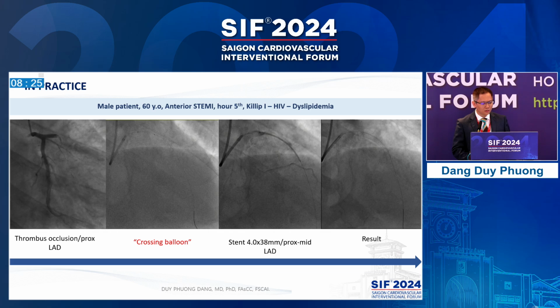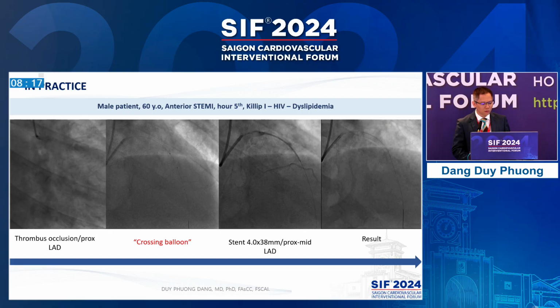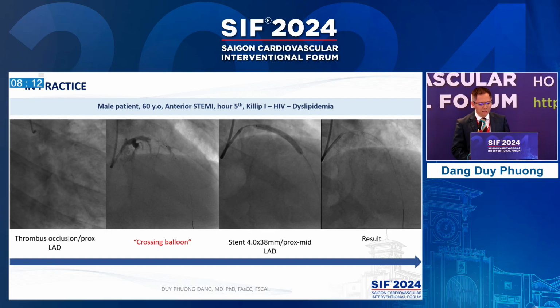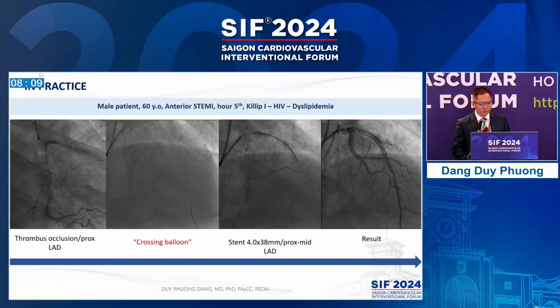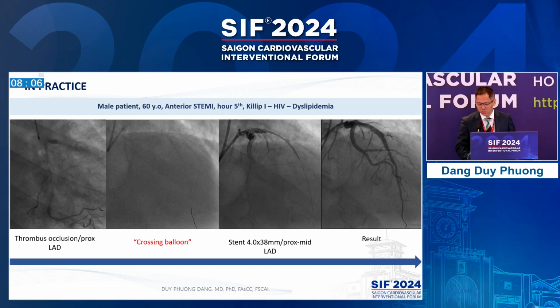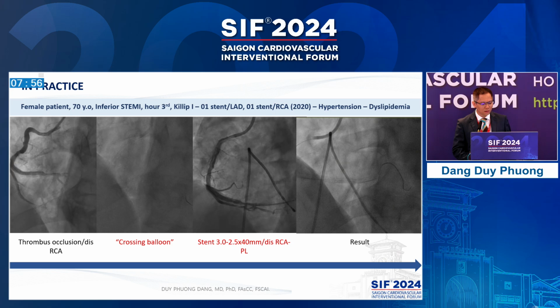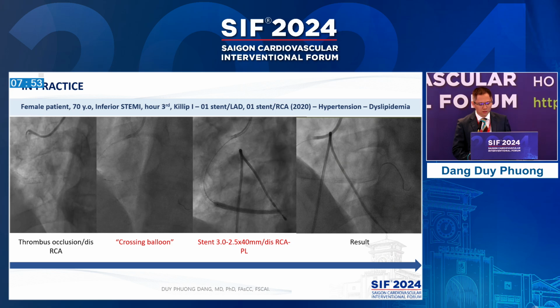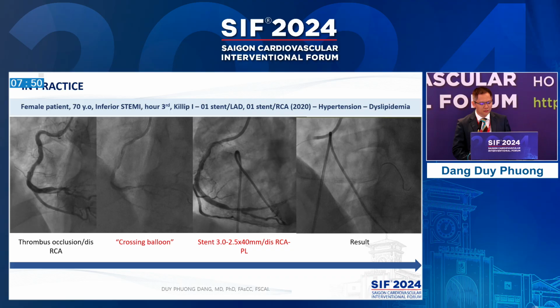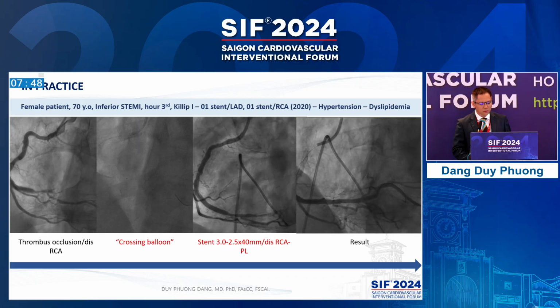In practice, in a case with occlusion in the LAD, after wire crossing and balloon crossing, we see the landing zone and do direct stenting. The result is TIMI flow 2 to 3. Another case with occlusion in the middle to distal RCA: wire and balloon crossing, then after we see the landing zone, we direct stent in the distal to the PL. The result is 3.